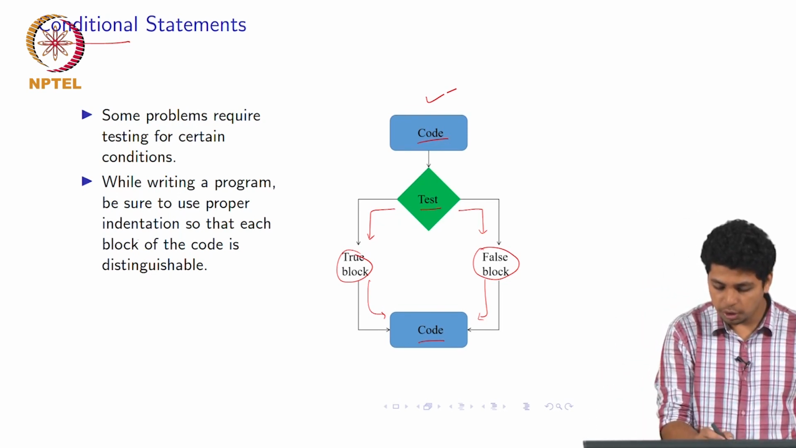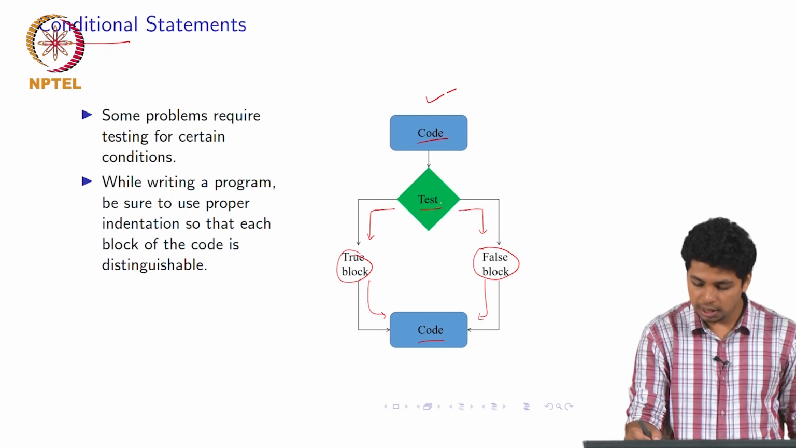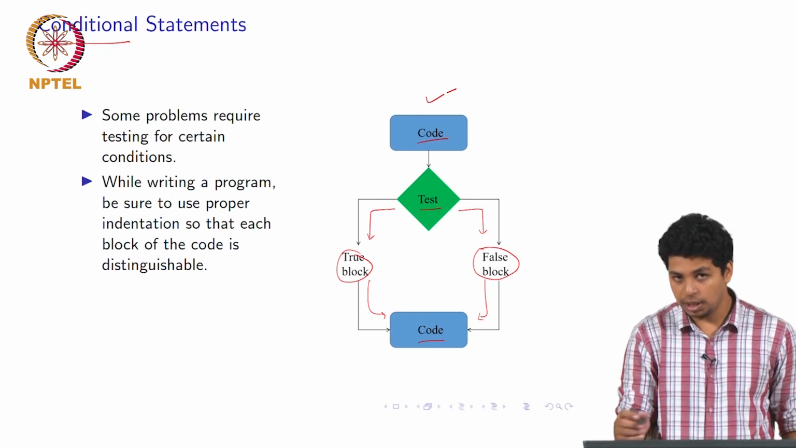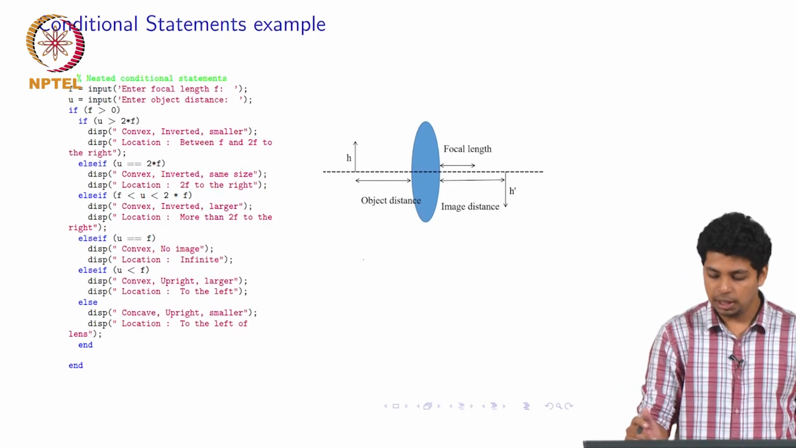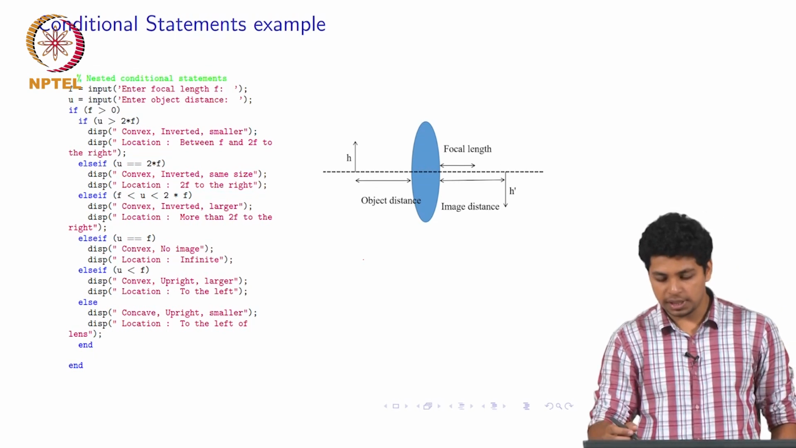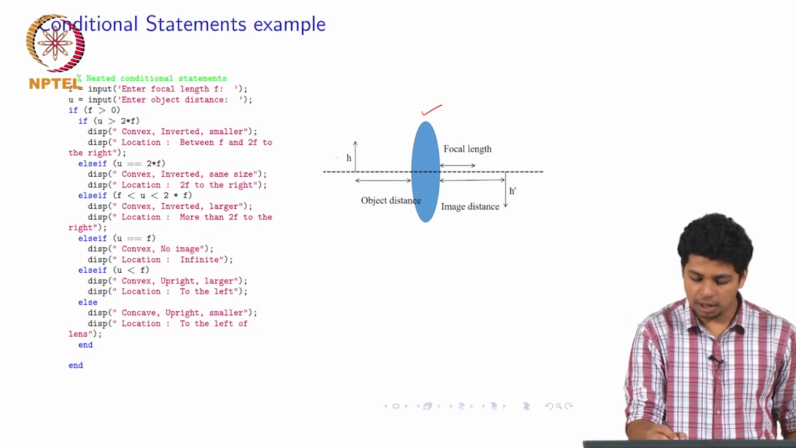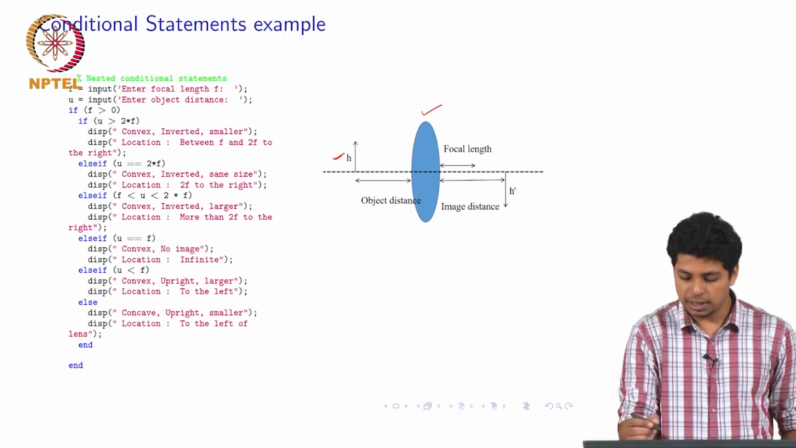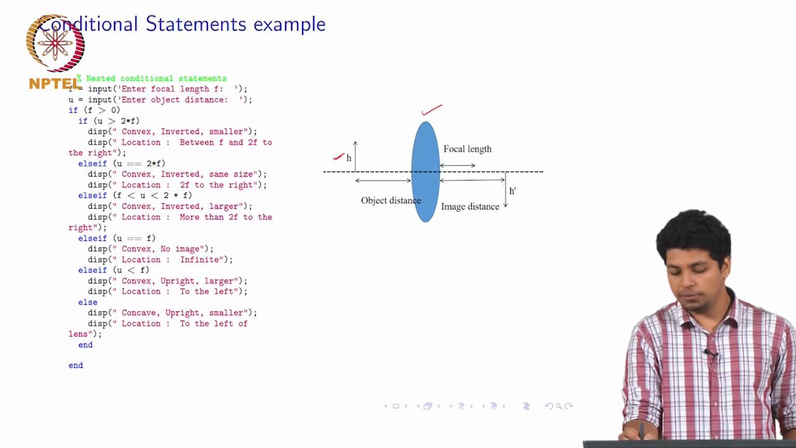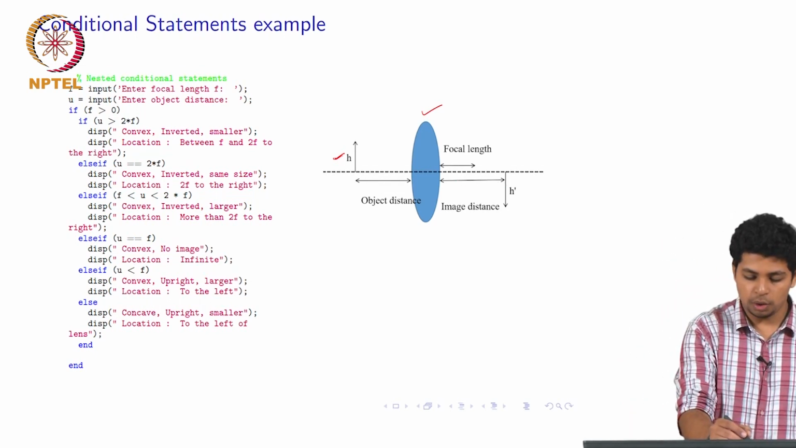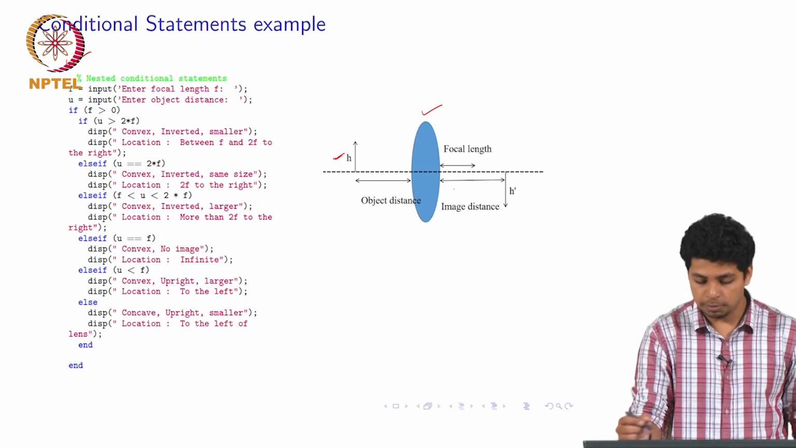And we use proper indentation like I mentioned previously, so that each block of the code within the conditional statements is distinguishable from the rest of the code. That's why indentation is important here. I'll just give you a brief example of how it is done. We all know from school physics that if we have a lens and we have placed an object somewhere in front of the lens, then depending on the distance of the object from a thin lens, we know where the image will be formed. So this entire code is basically just testing for different conditions and giving the proper output.